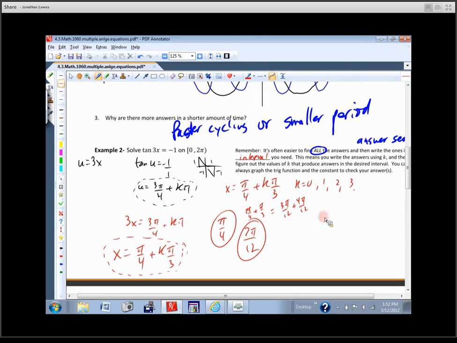Plug in a 2, right? We plugged in 0, we plugged in 1, let's plug in a 2. So this is going to be pi fourths plus 2 pi thirds. Same thing, got to get a common denominator. So this is going to be, again, 3 pi twelfths plus 8 pi twelfths. Add those together, 11 pi twelfths, right?